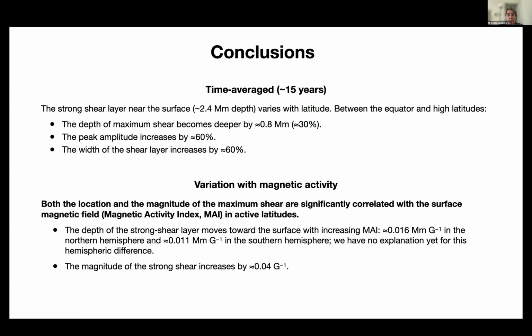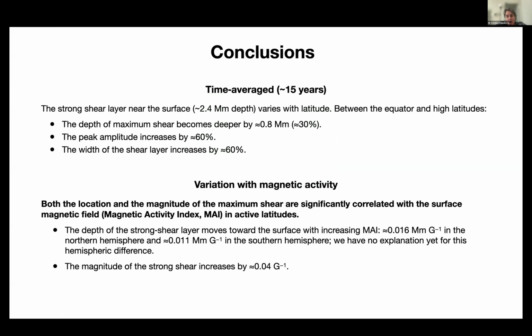So looking at the time average, you see this strong shear near the surface, about 2.4 megameters deep. It varies with latitude. From the equator to high latitudes, this maximum shear becomes deeper by 0.8 megameters. The peak amplitude increases by 60%, and the width as well.